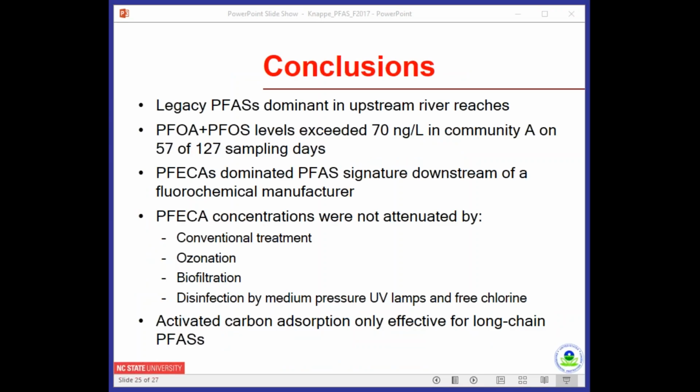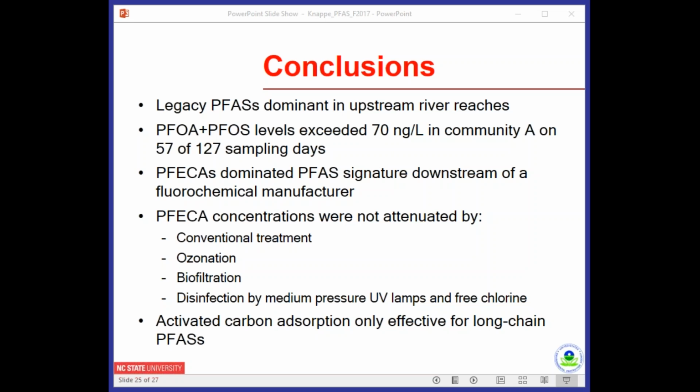This is just a summary. So legacy compounds were dominant in the upstream river reaches of this watershed. The PFOA and PFAS were still a concern on about half of the sampling days that we were looking at. But once we went downstream of this chemical manufacture, this new class of fluoroether carboxylic acids began to dominate, and they're very difficult to remove by oxidative and conventional and biological processes.